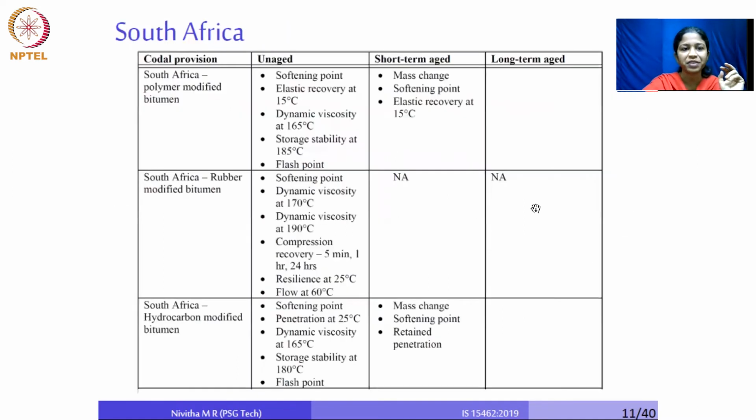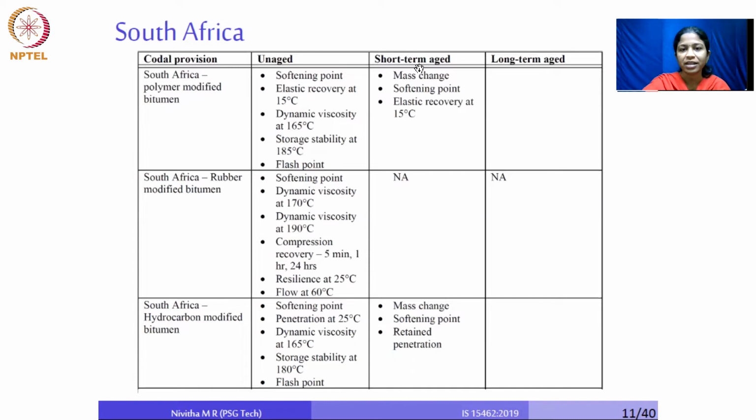Now let us look at another specification, which is from South Africa. South Africa essentially has different tables again for different types of modified bitumen. One table for polymer modified bitumen, one table for rubber modified bitumen, another table for hydrocarbon modified bitumen, and so on. So what are the tests and parameters measured for this particular specification? In the unaged condition, we have softening point, elastic recovery. This is for a polymer modified bitumen. So we have elastic recovery at 15 degrees Celsius. We have dynamic viscosity. You have to note the temperature, 165 degrees Celsius, storage stability at 185, flash point.